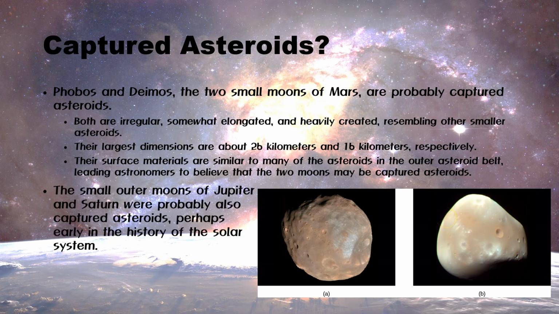Now, the small outer moons of Jupiter and Saturn were probably also captured asteroids, perhaps early in the history of the solar system. And this is something that we believe because, remember, some of these captured asteroid moons have a retrograde orbit with respect to the other moons, and that's part of the reason why we believe that they might have just been captured by some of these larger planets.